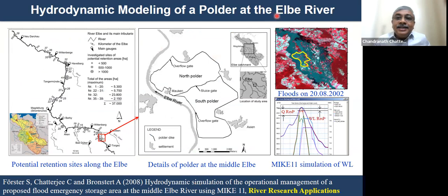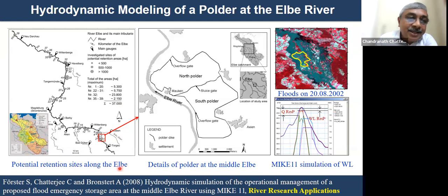So this is a study for the Elbe River Basin in Germany, and it's a hydrodynamic modeling of a polder at the Elbe River. In 2002, there was a very big flood in Germany, which you can see in this remote sensing image. Due to this, around 110 lives were lost, and the damage was to the tune of 25 billion euros.